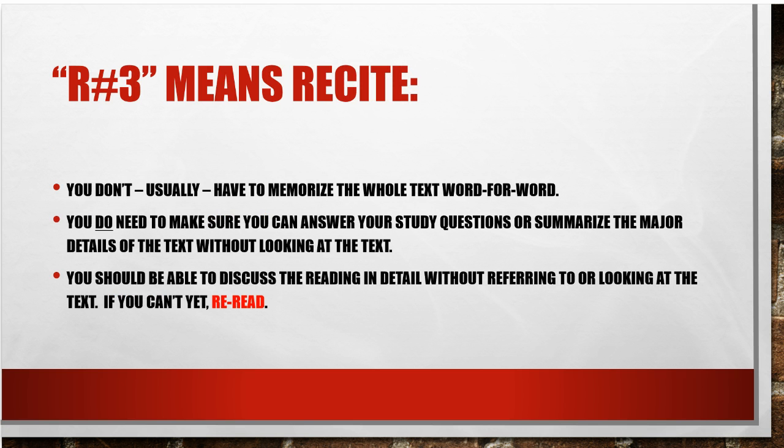Our number 3 means recite. You don't usually have to memorize the whole text word for word. That's not what we mean when we say recite. What you do need to be able to do is make sure you can answer your study questions or summarize the major details of the text without looking at it. You should be able to close the book and have a good discussion about the book without looking at it. If you can't yet, it's time to reread.